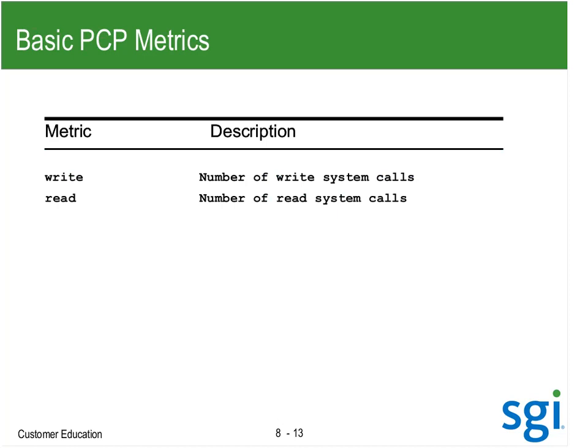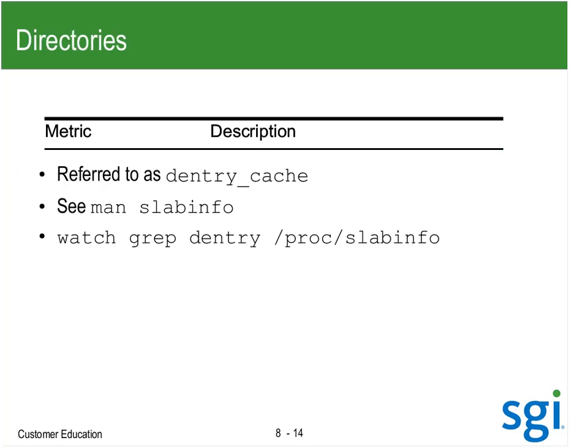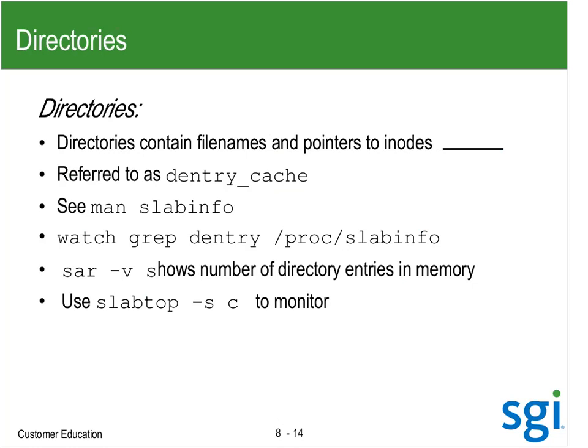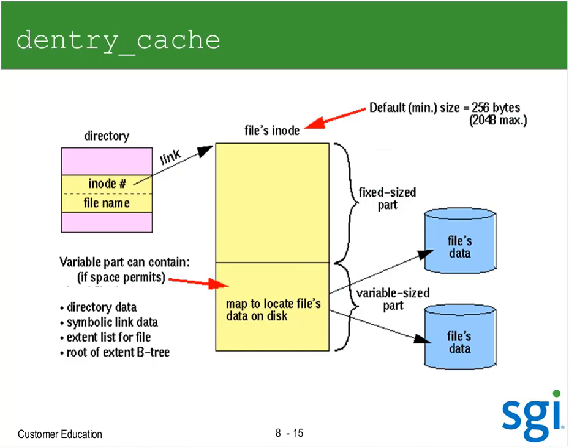So PCP does track the number of read and write system calls. And again, this is what we've been pushing on, directories and inodes. dentry_cache we were seeing. You can do a man on slabinfo to look at that /proc/slabinfo file. And we kind of page through it to see the other types of objects in there. And we've been using sar -v and slabtop -s -c to monitor the directory information. And a directory, dentry_cache, has an inode number and a file name.